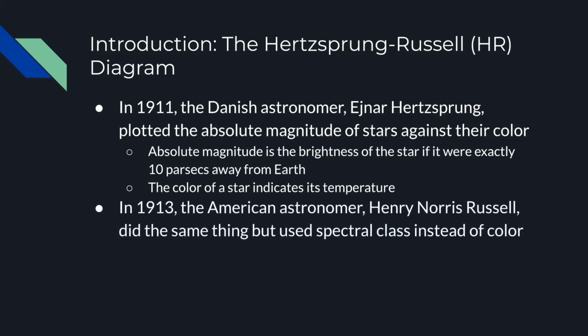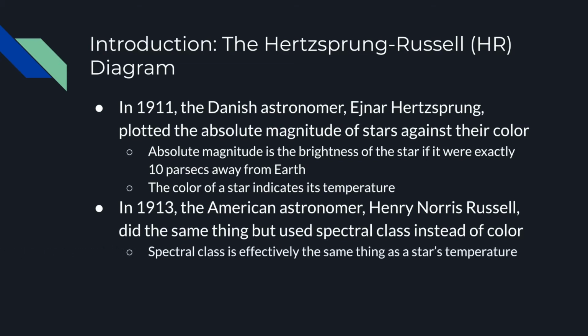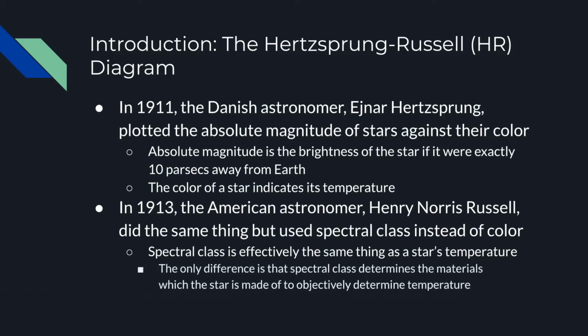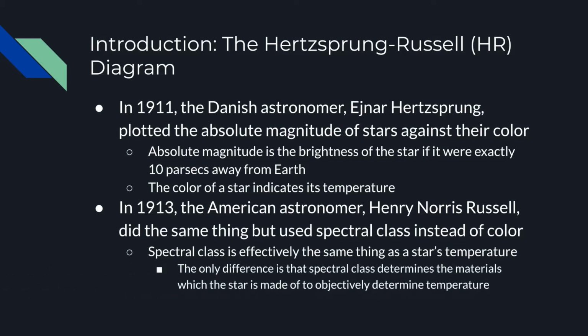Now, at the same time, an American astronomer, whose name was Henry Norris Russell, did the same thing, but he used the spectral class of a star instead of color to measure temperature. Spectral class effectively is the same thing as a star's temperature. The key difference between the two is that spectral class determines the materials which a star is made of so that you can very objectively determine temperature, rather than just saying, oh, this is blue, or this is bluish white, or this is light blue.